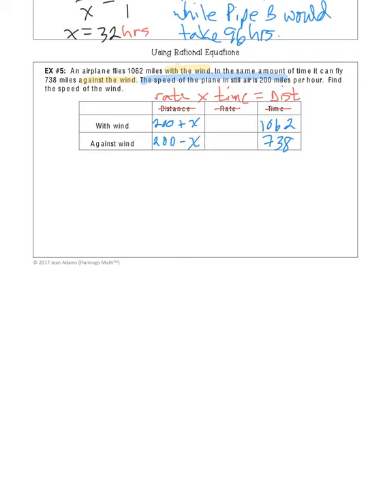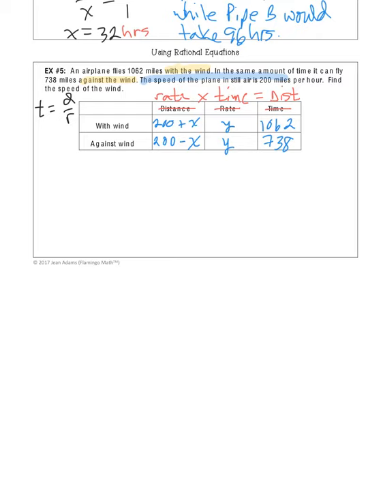All right, and so this is very similar to that other train problem where they both are going the same amount of time. So there's no calculating of this third column. Instead, we're going to write their times in terms of x. So recall again that if I'm trying to find time, time is equal to distance divided by rate.